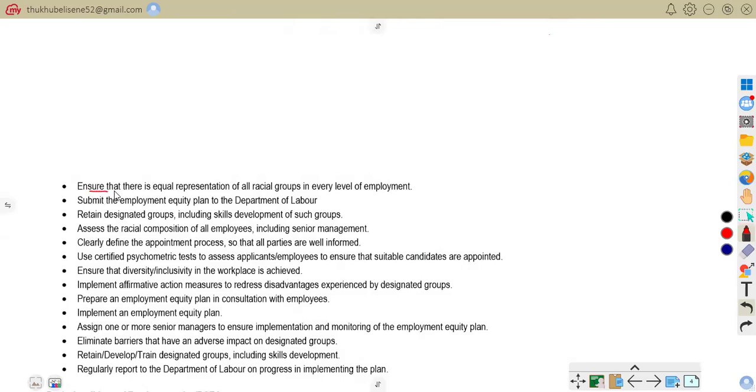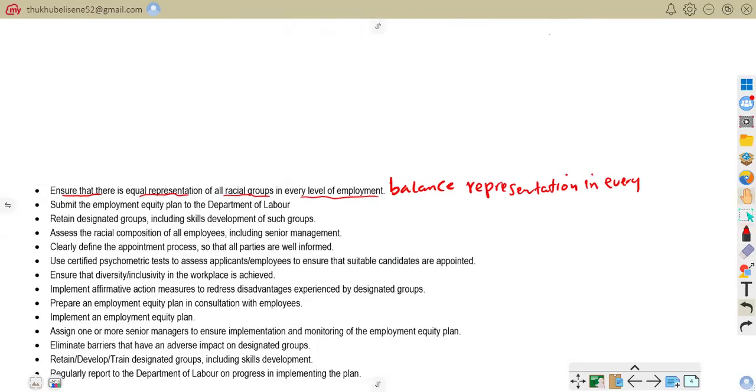So here it says, ensure that there is equal representation of all racial groups in every level of employment. So here it means balanced representation in every job level. So that is that, for example, senior management includes diverse racial groups. That's what it means.